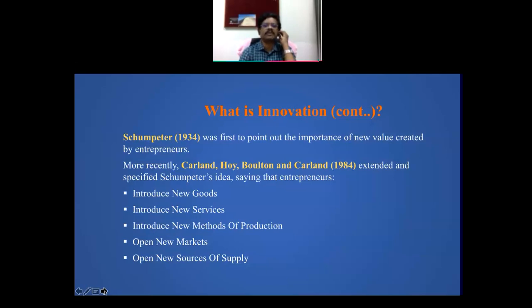So what is innovation all about? Introduce a new good, introduce a new service, or introduce a new method of production, and open a new market or open a new source of supply. You can see it in all these directions. Even that may be a small idea. Maybe selling agarbatti, or even coming out with masala, the spicy packet.